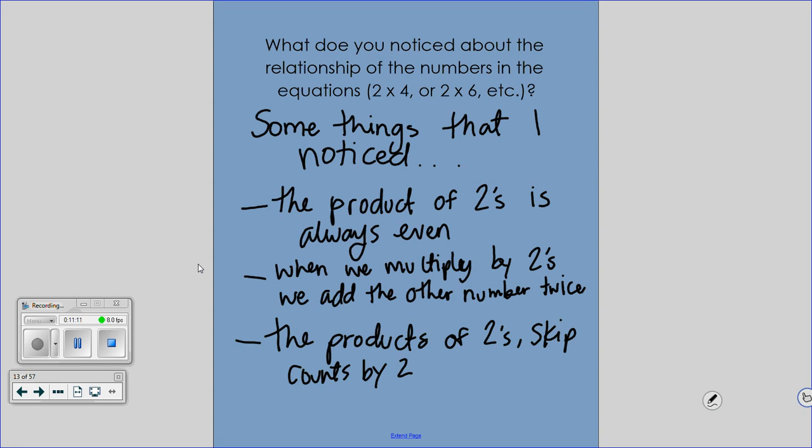Anything else? Santiago, what did you notice? That the numbers in the middle were going 2, 3, 4, 5, 6. Sure. Ava, what did you notice? Every time, there's always going to be 2 groups of that same number. Nice. Anytime I'm multiplying by 2, there's going to be 2 groups of that number. I like it.